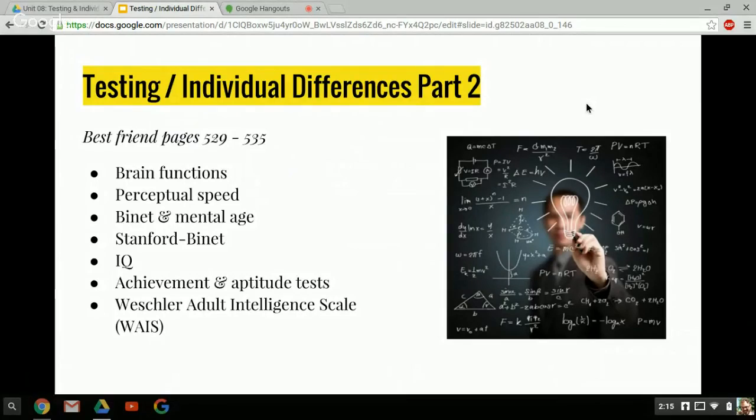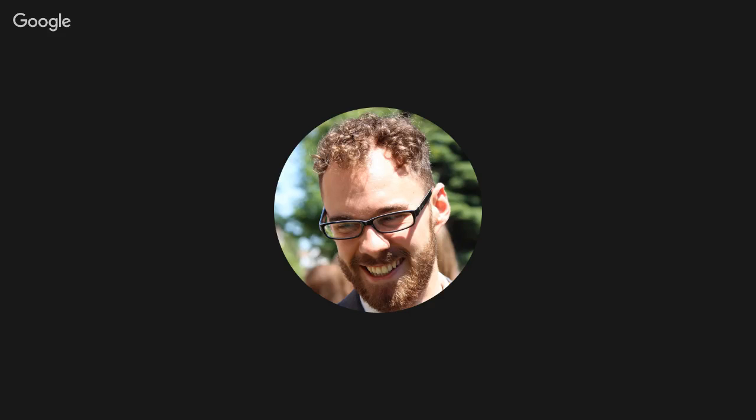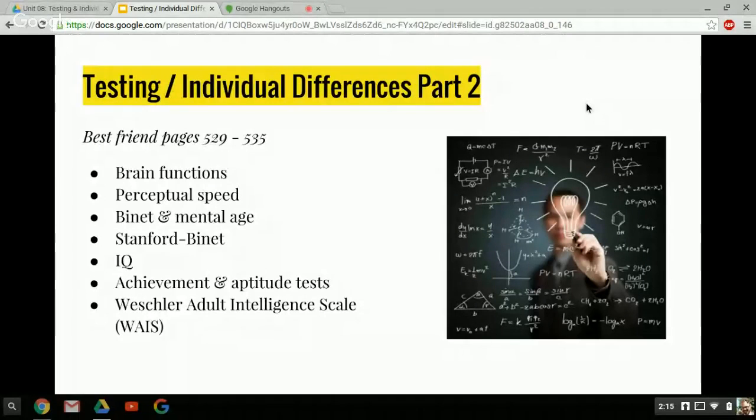Today, we are going to be on pages 5 through 5 of your best. Specifically, how can we look physically at the brain? This would be the biological side of our biopsychosocial approach. And we'll look at some common tests that we can give that measure intelligence and the different types of intelligence as well.